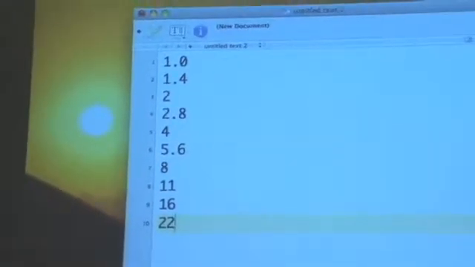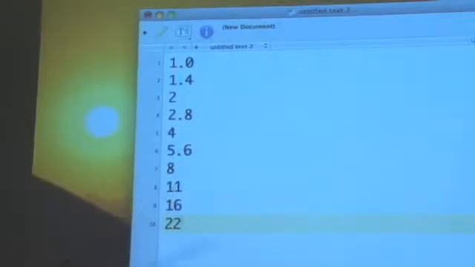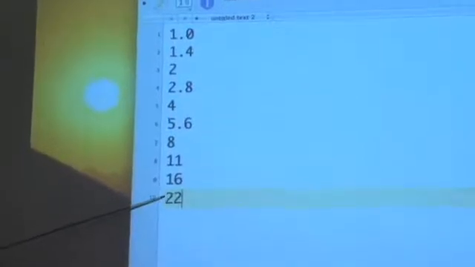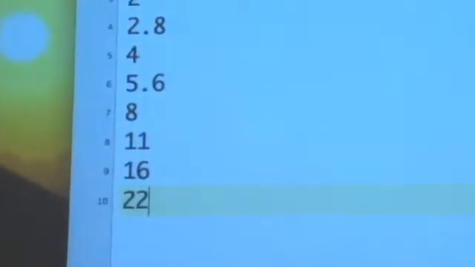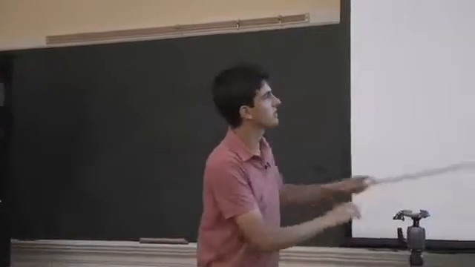Each of these numbers represents a one-stop difference in the F number. So if I've gone from an F number of 22 to an F number of 16, then I've actually doubled the area, so I'm letting in twice as many photons. So this is a change of one stop between each of these numbers.